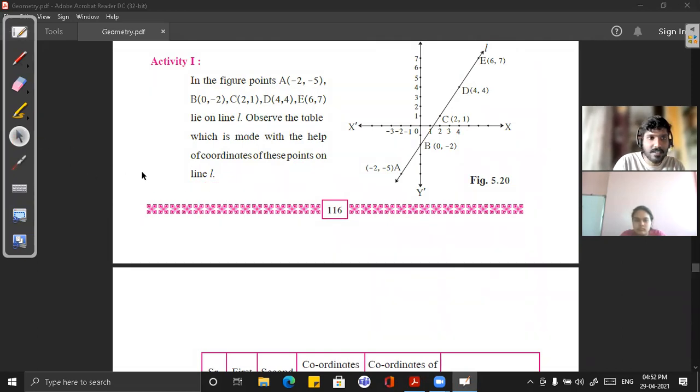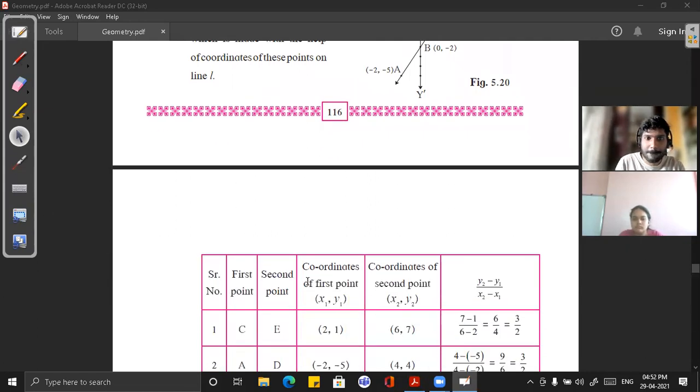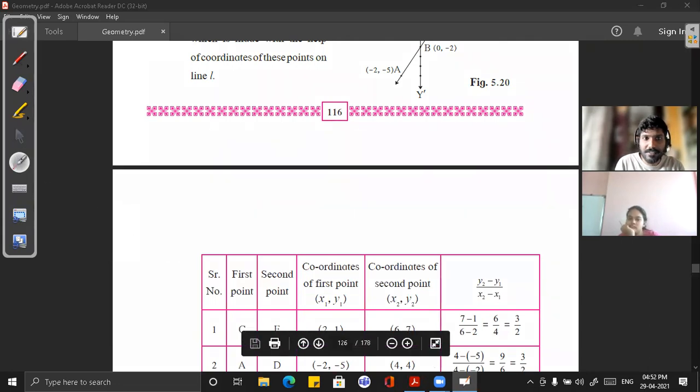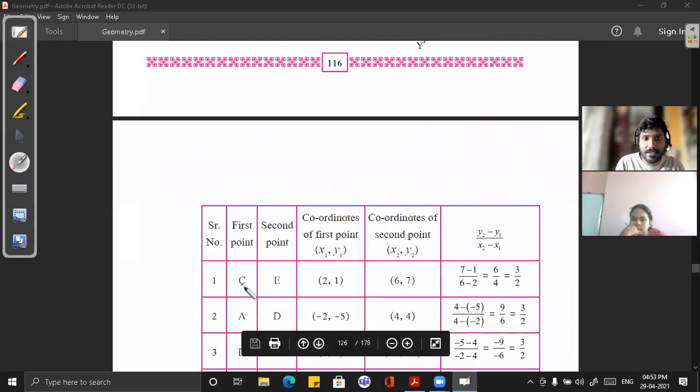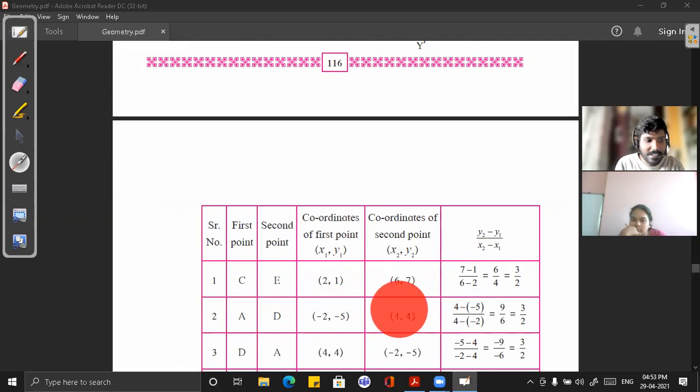So that means you have to find the slope. The first pair which you see is saying first point is C, second point is E. That means they have said find the slope of CE. C coordinate is (2, 1) and E coordinate is (6, 7). So they have found out the slope of C and E. This becomes x1, y1, this becomes x2, y2. Is this clear? Understood this?